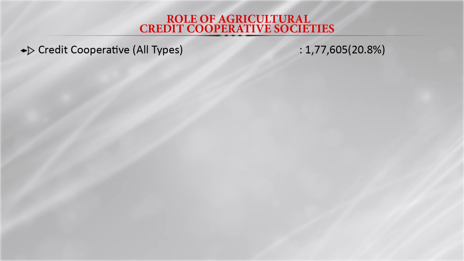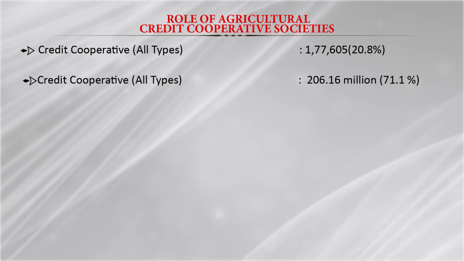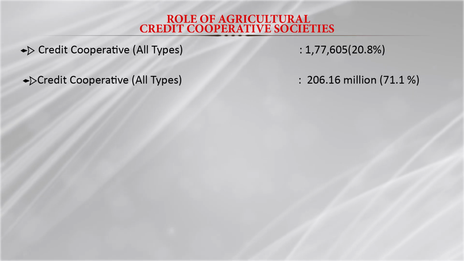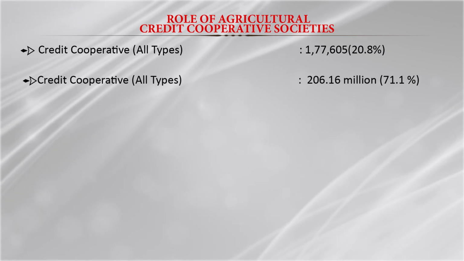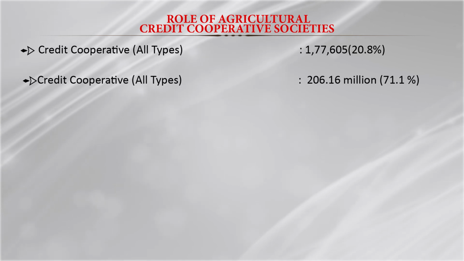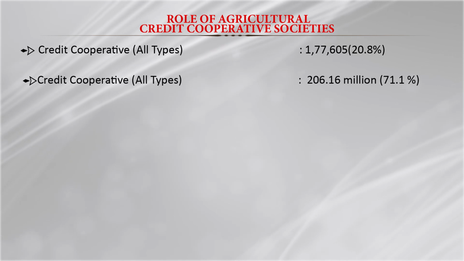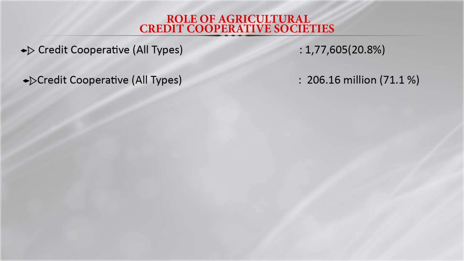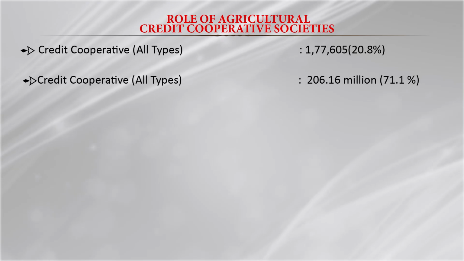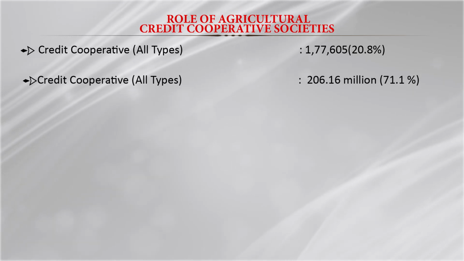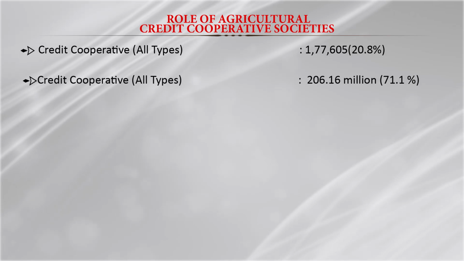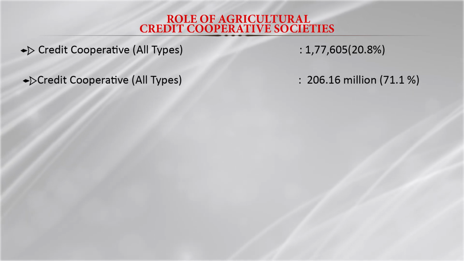Presently we have 1,77,605 credit cooperative societies. They are around 20.8% of the total cooperative societies, and the membership is also very large. We have 206.16 million members in the credit cooperative societies, and the total membership share in credit cooperative societies is 71.1%. So we have 20% of societies being credit cooperatives, but they have 71% of the total membership. So we have a large membership base of credit cooperative societies in the country.